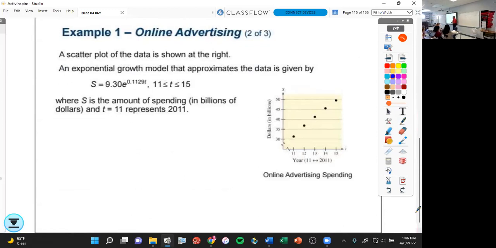And they've given us this equation that S, the amount spent in billions of dollars, is equal to 9.3 e to the 0.1129 t, where t is between 11 and 15. Y'all okay with that? Yeah. That would be not a line of best fit, but an exponential function of best fit. Y'all good with that? Yeah. Okay.